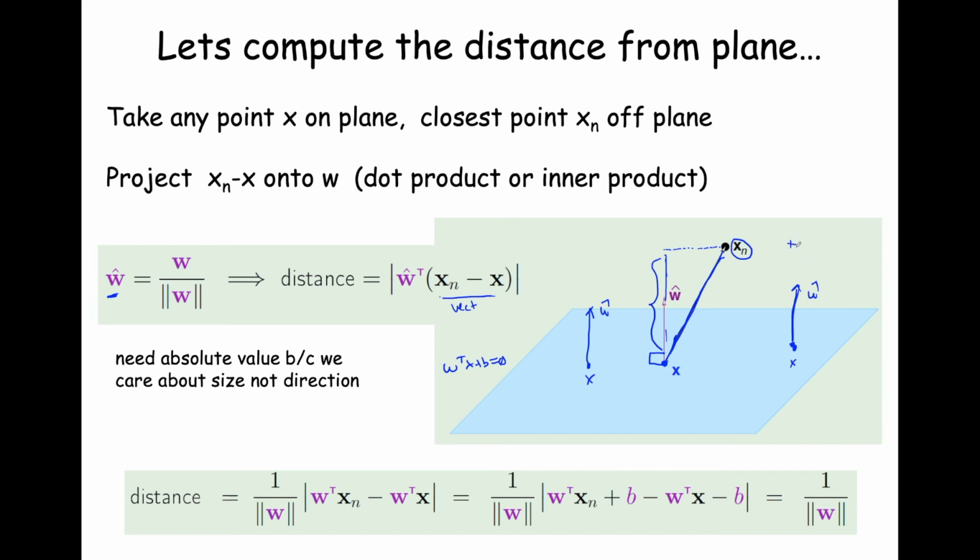because you don't really care if Xn is on the positive side of the plane. Xn could also be on the negative side of the plane. In that case, you'd have W going in this direction. Here's X. You draw this vector, that would be Xn minus X, and your projection would be in this direction, and that would be this distance. We care about the magnitude, but not whether it's in the positive direction or the negative direction. So we take the absolute value.